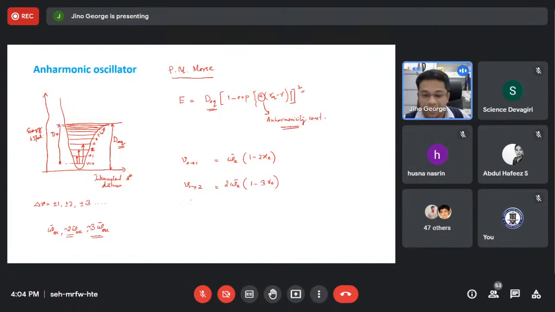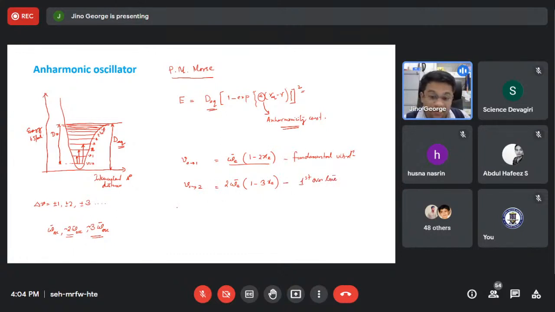It goes on. So this is 0 to 1, we'll have this energy. This is called the fundamental vibration. This is called overtone, first overtone. You can have second overtone.